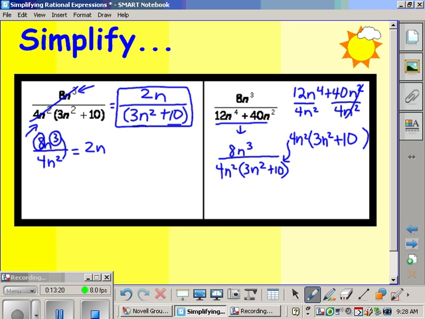And now that should look just like the original problem that we did to the left. So now you would just simply simplify the monomials, giving you 2n in the numerator, and then keep the 3n squared plus 10 in the denominator. So again, your answers should match for both the left and right problem.